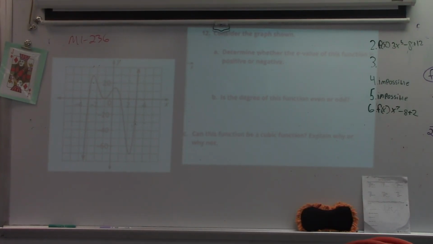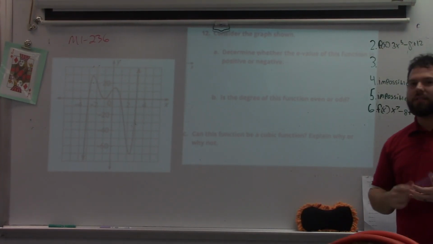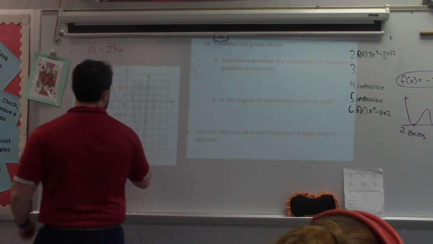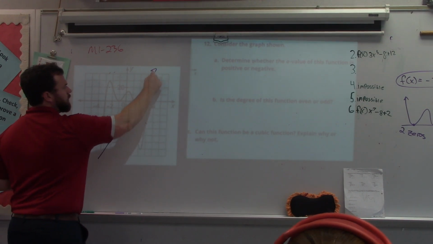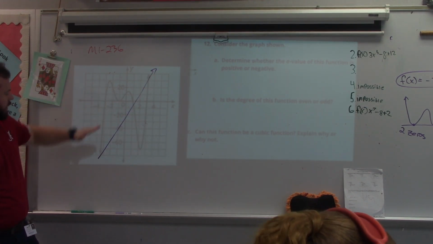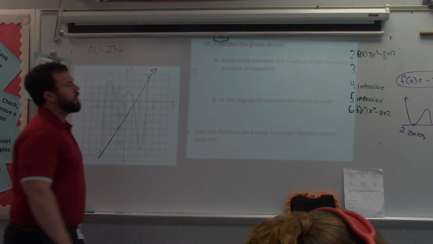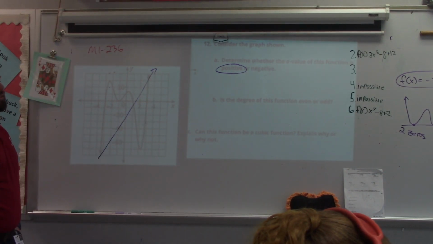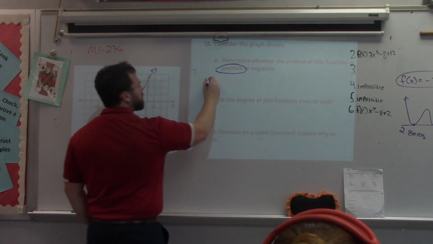12A. Would the A value of this probably be positive or negative? Why positive? Because the error going up. It's overall increasing. Right? Overall, that function's increasing. We read from left to right. Starts down here, ends up here. So the A value is positive. Overall increasing.